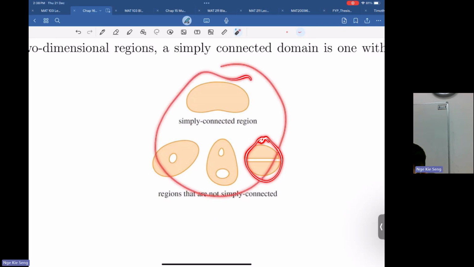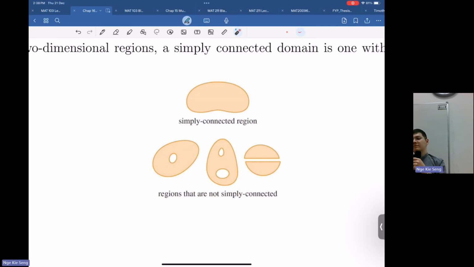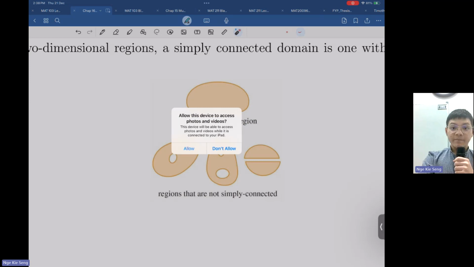Okay, so this subject is actually algebraic topology, if you have a chance to learn it in the future. This is algebraic topology. Okay, so this is simply connected.